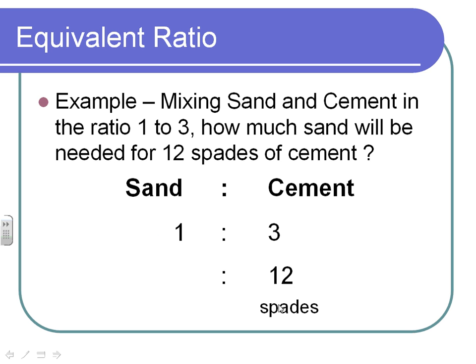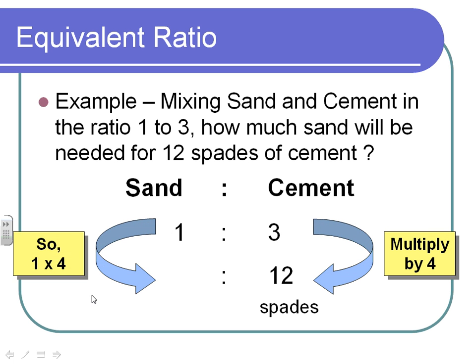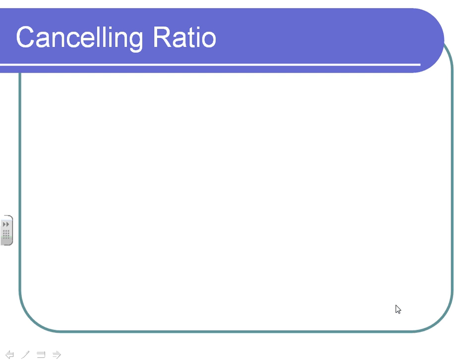And this time, we know how much cement we need. So we do the exact same thing, whether we know the first number or the second number. Here, to get from 3 to 12, we multiply by 4. So we know we need to do the other side. So we would need 4 spades of sand for every 12 spades of cement.